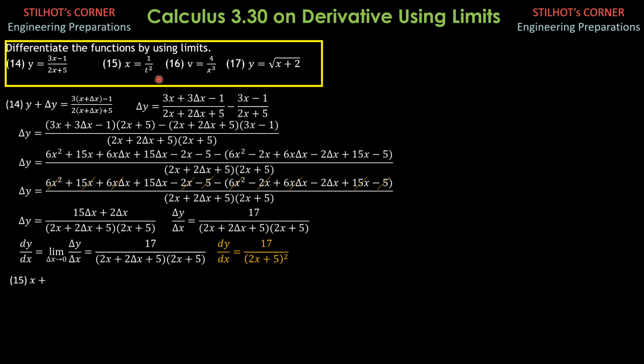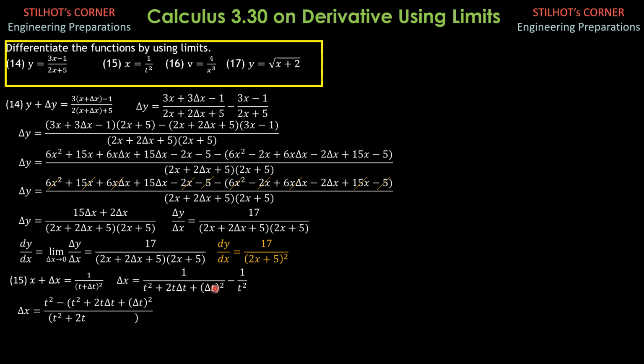Problem 15, x plus delta x equals 1 over quantity t plus delta t squared. So delta x equals 1 over quantity t squared plus 2t delta t plus delta t squared minus x, which is 1 over t squared. So again, this is the LCD, the product of this. Then we have 1 times t squared in the numerator. Delta x is 1 times t squared minus 1 times, we just copy this. Then divided by, copy the denominator and make it as product, the LCD.